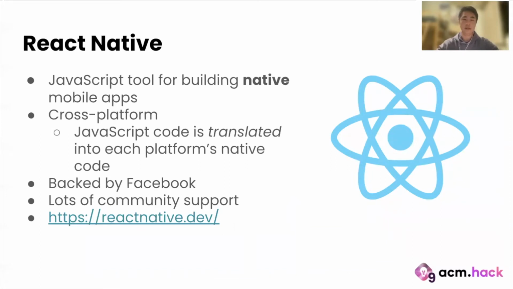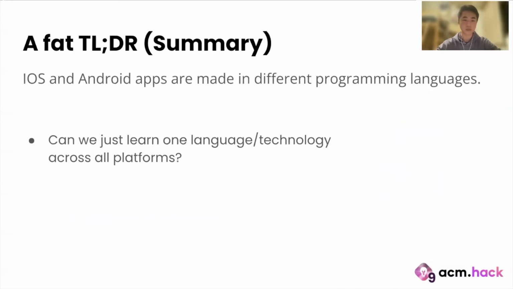Now, React Native is this JavaScript tool for building native mobile apps. It is cross-platform, which basically means that the JavaScript code is translated into each particular platform's native code. So this means that the app will look the same on your iPhone and your Android. It is backed by Facebook, and there's a lot of community support for it, so it's pretty popular. And I linked an about page if you are more interested in looking into that.